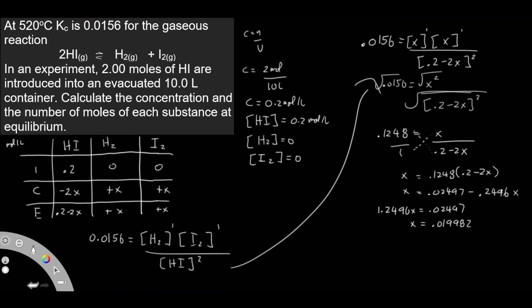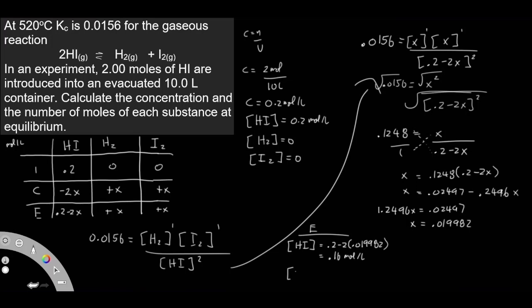What are we going to be doing now? Well, we're going to plug them back in to our chart over here. So again, we're at equilibrium right now, okay? The concentration for my HI is going to be inserting this x value within here. So we get our 0.2 minus 2 multiplied by 0.019982. Okay, and then that would give us 0.16. It's going to be moles per liter.